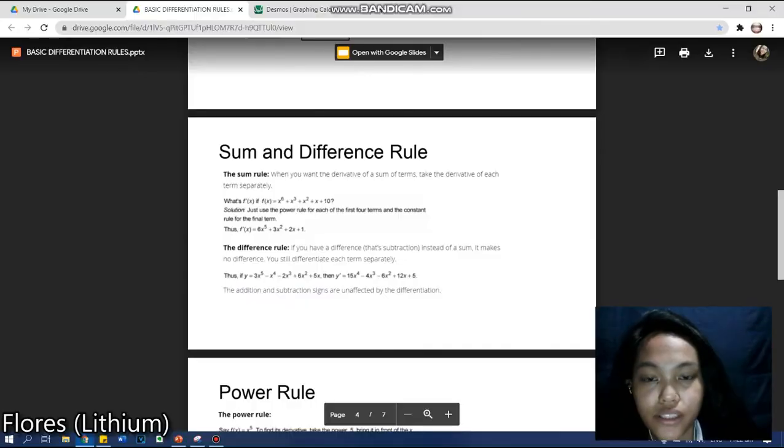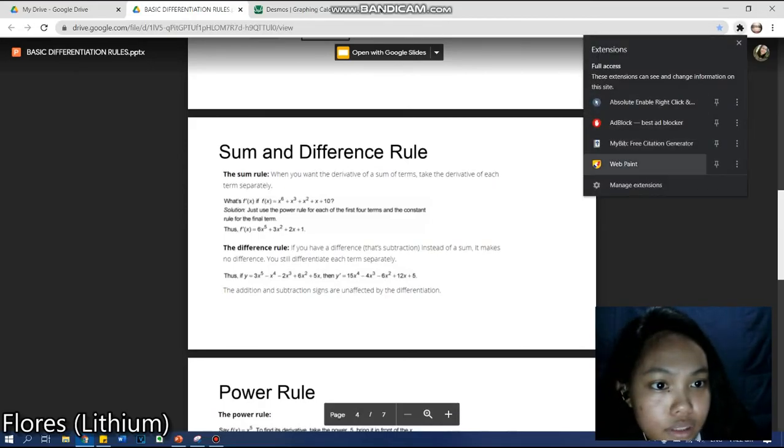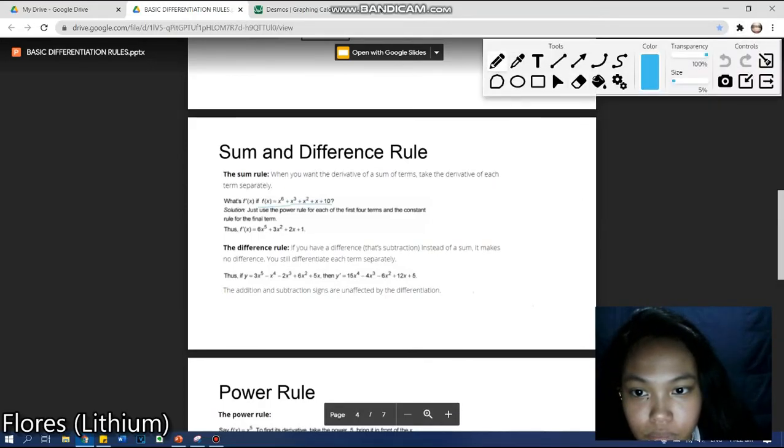Sum and difference rule. So the sum rule: when you want the derivative of a sum of terms, take the derivative of each term separately. So if we're going to take the derivative of this equation, we should take the derivative of each term separately first. So take the power rule, and then this you can just ignore, because it's a constant, so 0. So if we do this, x to the 6th becomes 6x to the 5th, because you move the exponent. The same rule applies, and we will have the final answer.